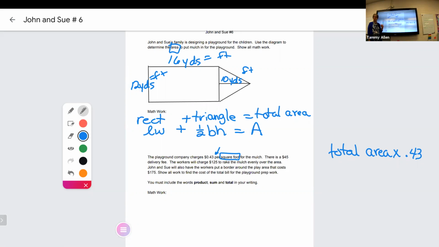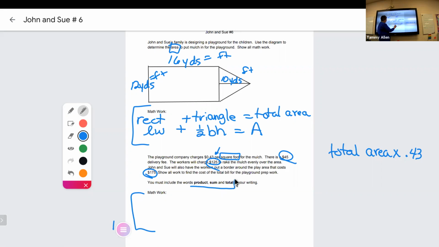We got that $45 delivery fee, $125 to rake the mulch, and then they want to have a border, $475. Okay. So you show your work down here for that. Do we have questions on that? Whether you write on this or write on this work, you're going to write on one of those. You don't have to write on both.